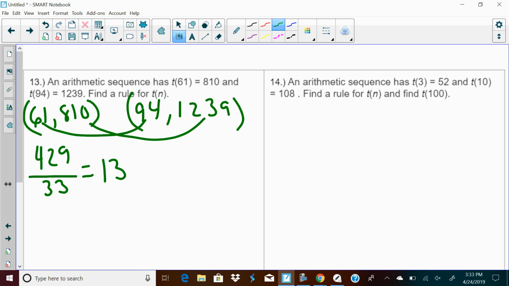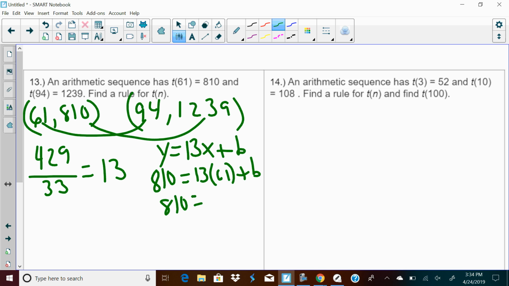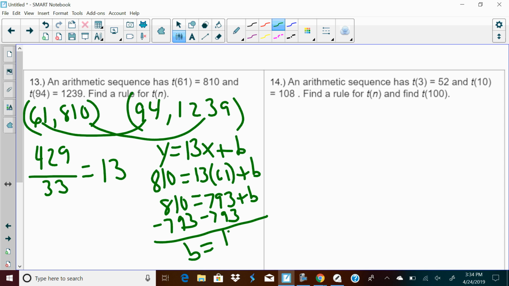So I know my slope is 13, so I just put it in my mx plus b formula. So I chose to use 61 and 810, so I plug them in. So I got 810 equals 793 plus b. So then I subtracted 793. And I ended up with b equals 17. So when I write it as t of n, I'm going to say t of n equals 13n plus 17.